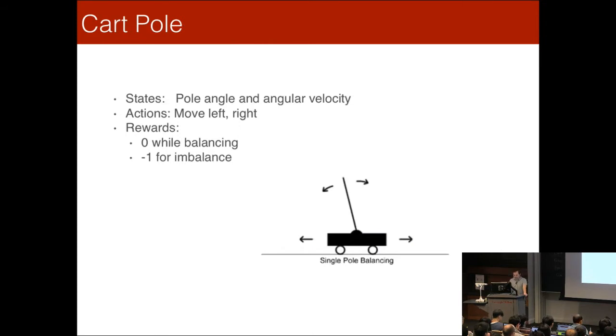Here's another example. States are the pole angle and angular velocity. Actions could be move left and right. So you're trying to keep the pole stable. And the reward could be 0 while balancing, so you're not getting any reward, and -1 for imbalance. So if you're not balancing it, you get a negative reward. In this case, obviously, you can see that over time, you're trying to maximize your reward. You're trying not to go too much into the negative, or to stay at 0 as much as possible.